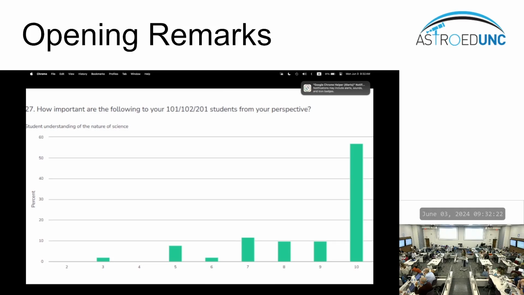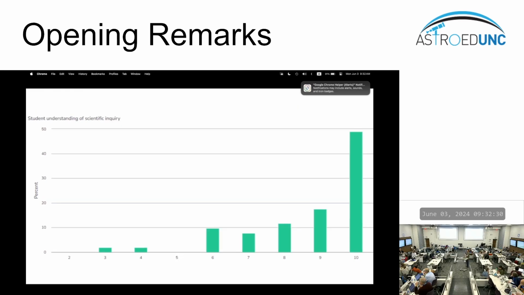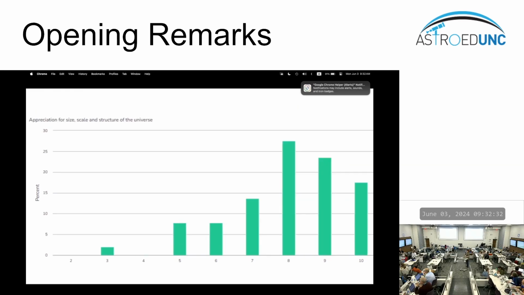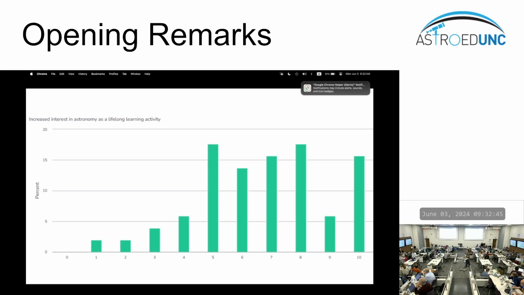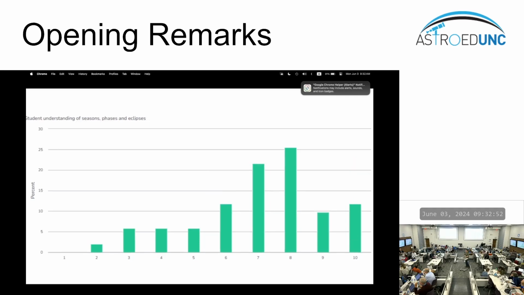And then, just broadly, what are your opinions? What's important to the students from your perspective? So everyone pretty much put 10 for understanding the nature of science and scientific inquiry. Pretty high for the appreciation for size, structure, and scale of the universe. Increased interest in astronomy as a lifelong learning activity, relatively high, but not as important.